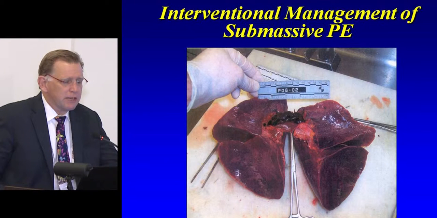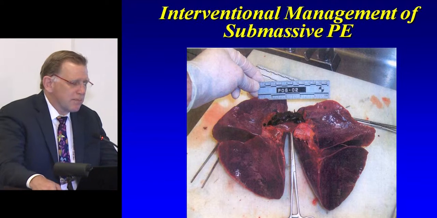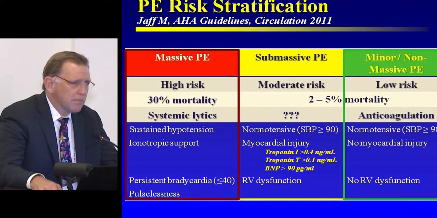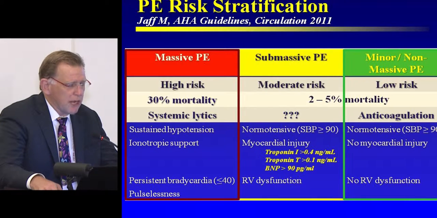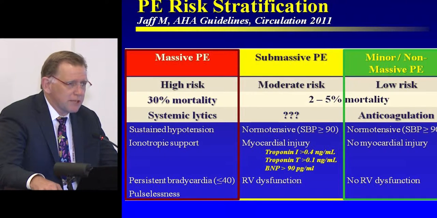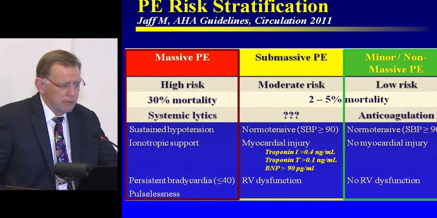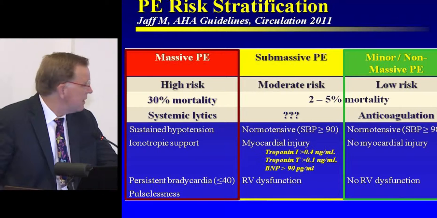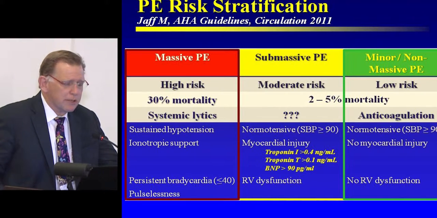is the interventional management of submassive PE. Now, the American Heart Association recommends that we stratify patients with pulmonary embolism into these 3 categories associated with their underlying risk of mortality, which ranges from 30% in those with hypotension or so-called massive pulmonary embolism to 2 to 5% in those with lesser degrees of pulmonary embolism. And the treatment of these has been fairly well validated in the literature, with the treatment of massive PE being appropriately treated with systemic lytics and non-massive PE with anticoagulation.